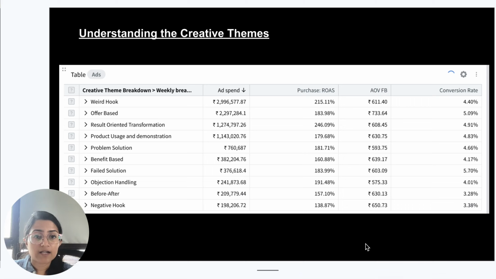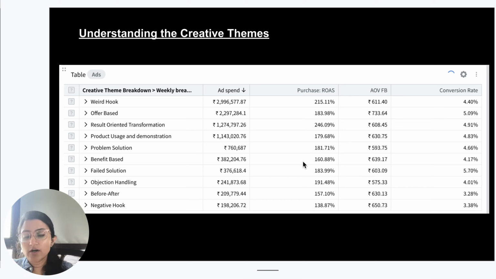Like if I see here, I can see okay, this weird hook is actually getting performance, but again there are creatives like, if you see this one, benefit based or failed solutions, they have not spent significantly this week, but the conversion rate is actually quite good, and I can see at this point of time an ROAS of 1.6 or 1.8. Maybe I can start pushing some of the creatives in this particular creative theme which has worked previously, or any new ideations, so I can leverage this particular winning theme and scale the account.